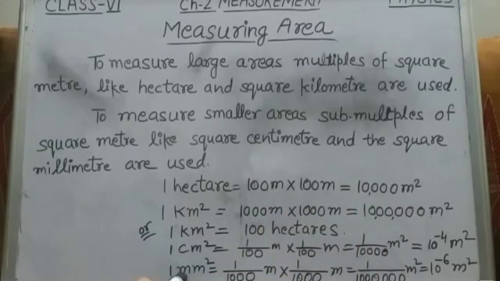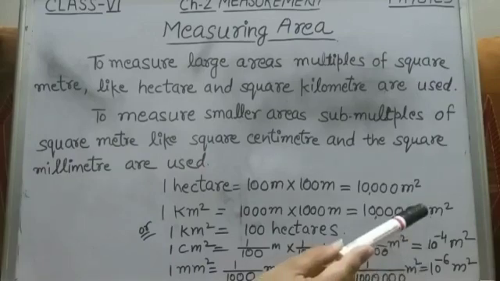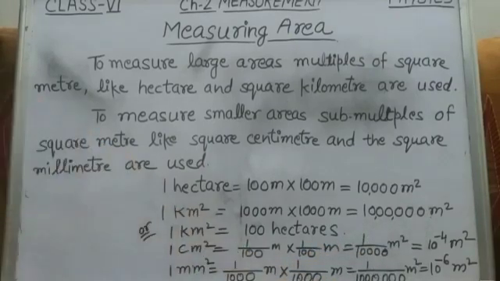Now similarly, 1 square millimeter is equal to 1 upon 1000 meter into 1 upon 1000 meter. It will become 1 upon 10 lakh square meter, and we can write it as 10 raised to the power minus 6 square meter.